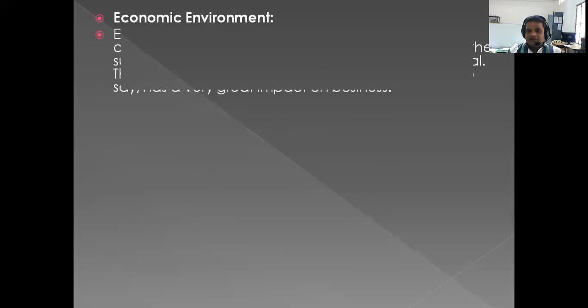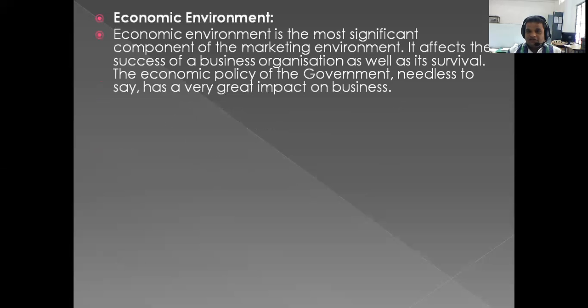Then the economic environment. The economic environment is the most significant component of the marketing environment. It affects the success of a business organization as well as its survival. Any business, if you have to operate in an environment or in society, you should follow the rules and regulations of the society and the rules and regulations of the government. Based upon that only you will survive.